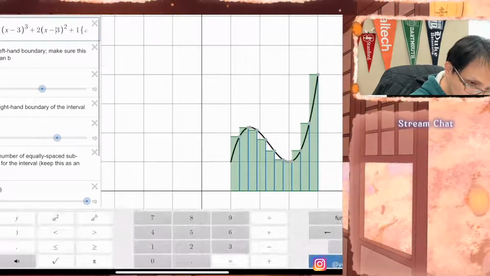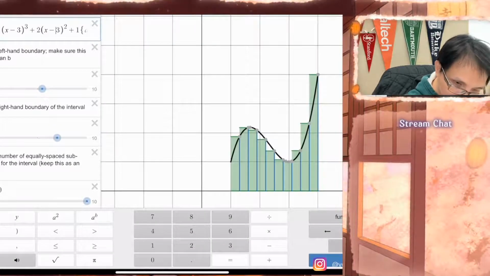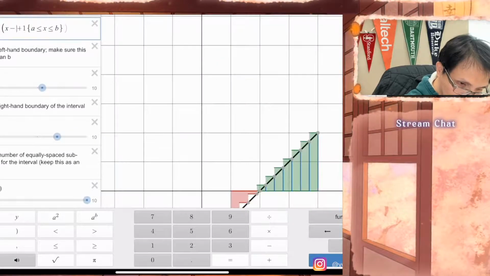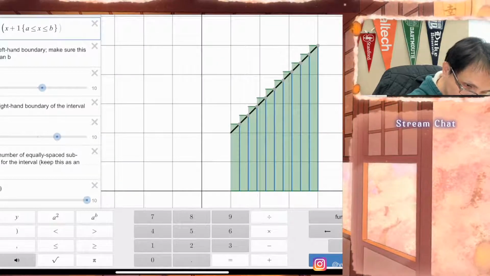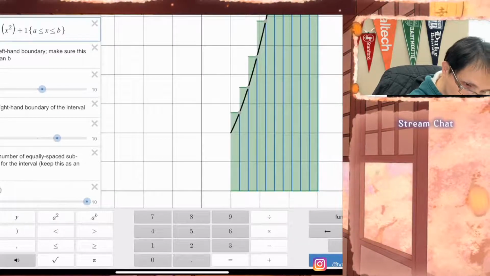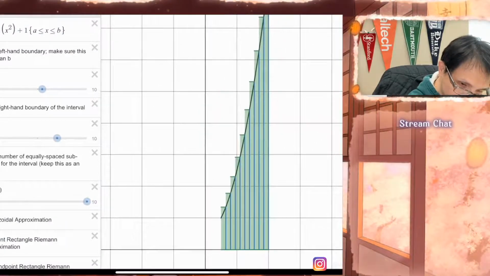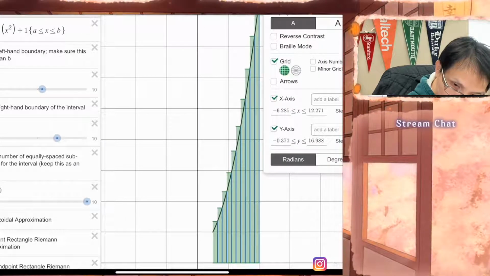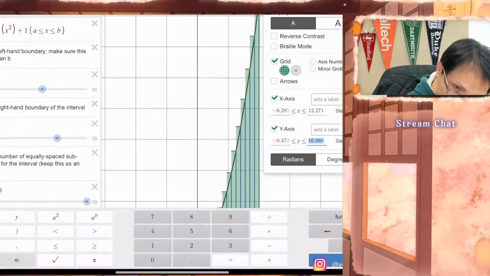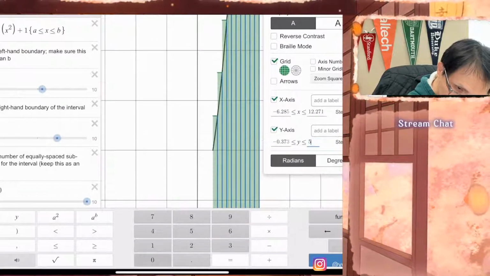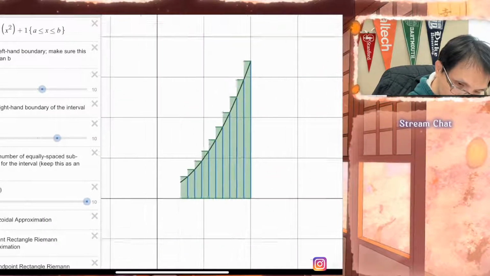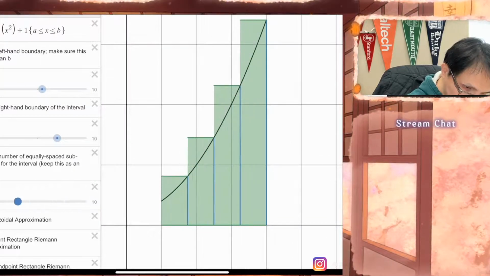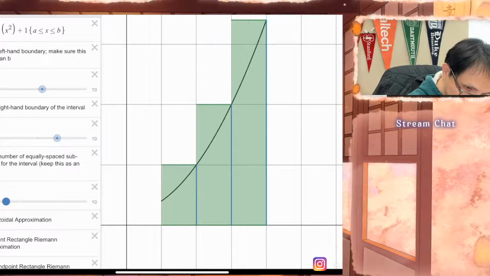Then we're gonna do it between 10. I'm gonna choose a function that you're more familiar with. I'm gonna choose x squared plus 1, like this. And I'm gonna change that from 0 to 16, maybe 0 to 50, like this. And I'm going to do it in terms of 4 rectangles.